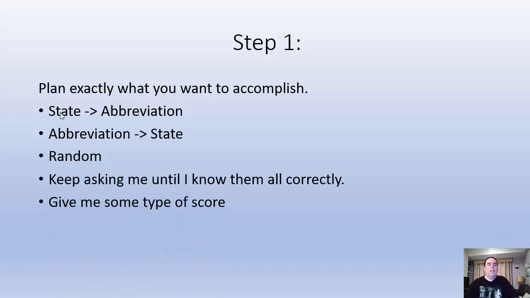And then I finally want to give some type of score. For example, if I'm doing the state to abbreviation only, there's 50 questions. If I get done in 50, you're going to say, boy, you're a genius. If I get done in 100, you're going to say, oh my gosh, you're so stupid. You must be Marcus.